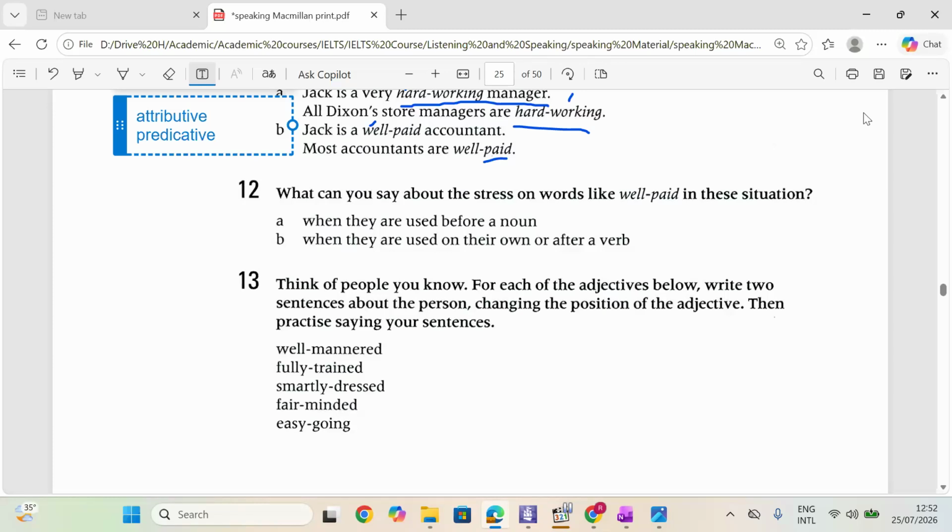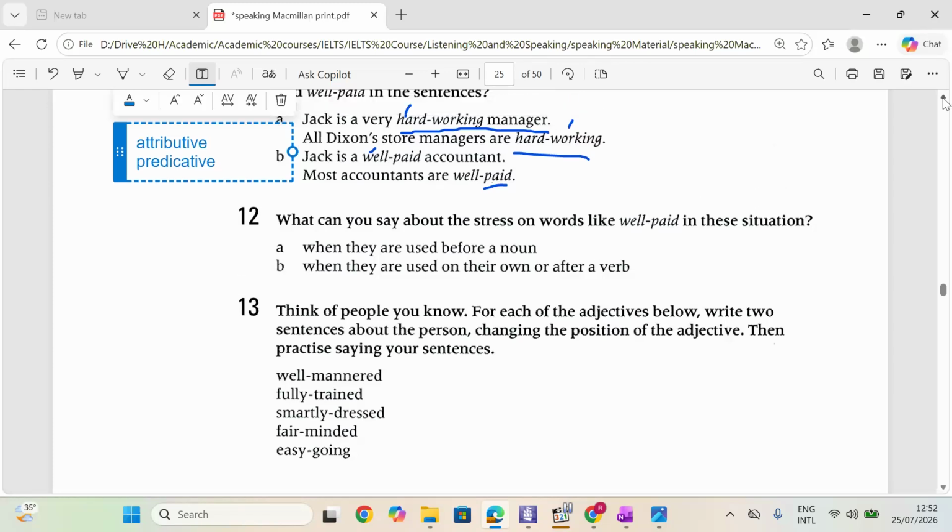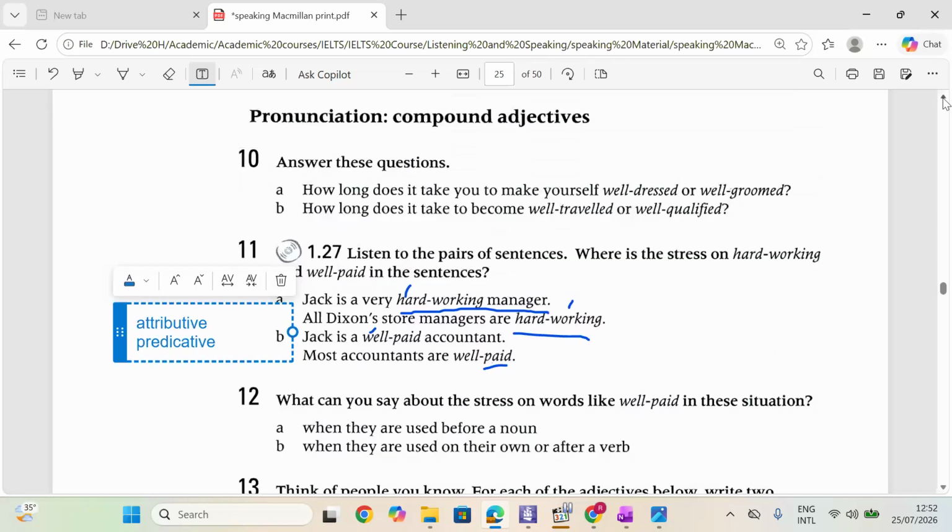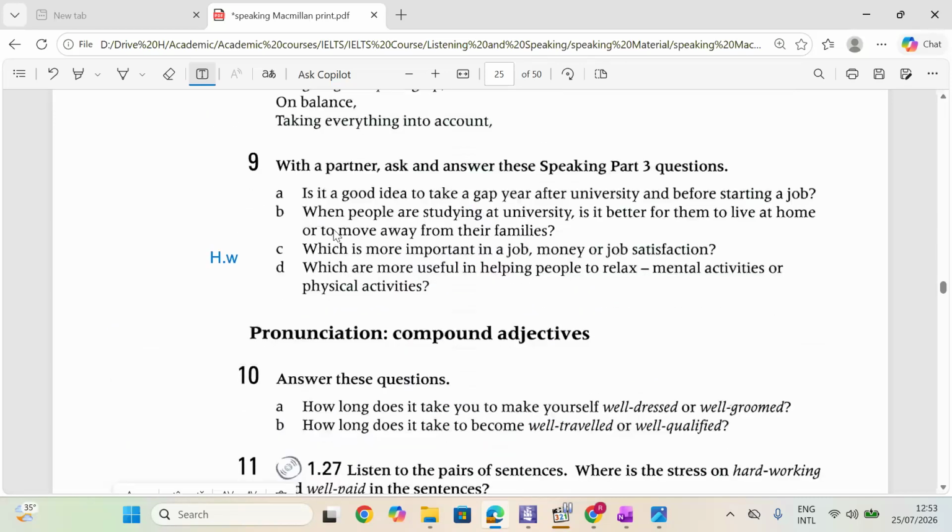Okay, guys, by now we come to the end of our session. Your homework is exercise, what was that? I think it was exercise 9. Record yourself expressing your points of view regarding these topics in exercise 9.